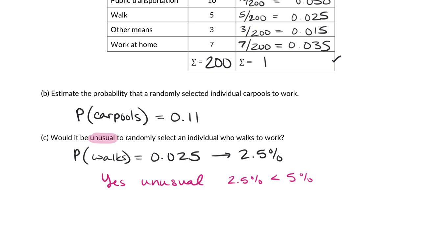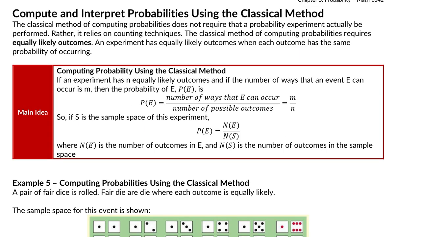Yeah, so the definition on the page before this, we're considering something to be unusual if the probability is less than 5%. So since our probability of walking to work is 2.5%, 0.025, then yes, it is unusual since this percentage is less than 5%. Now that was the empirical method, the empirical model.